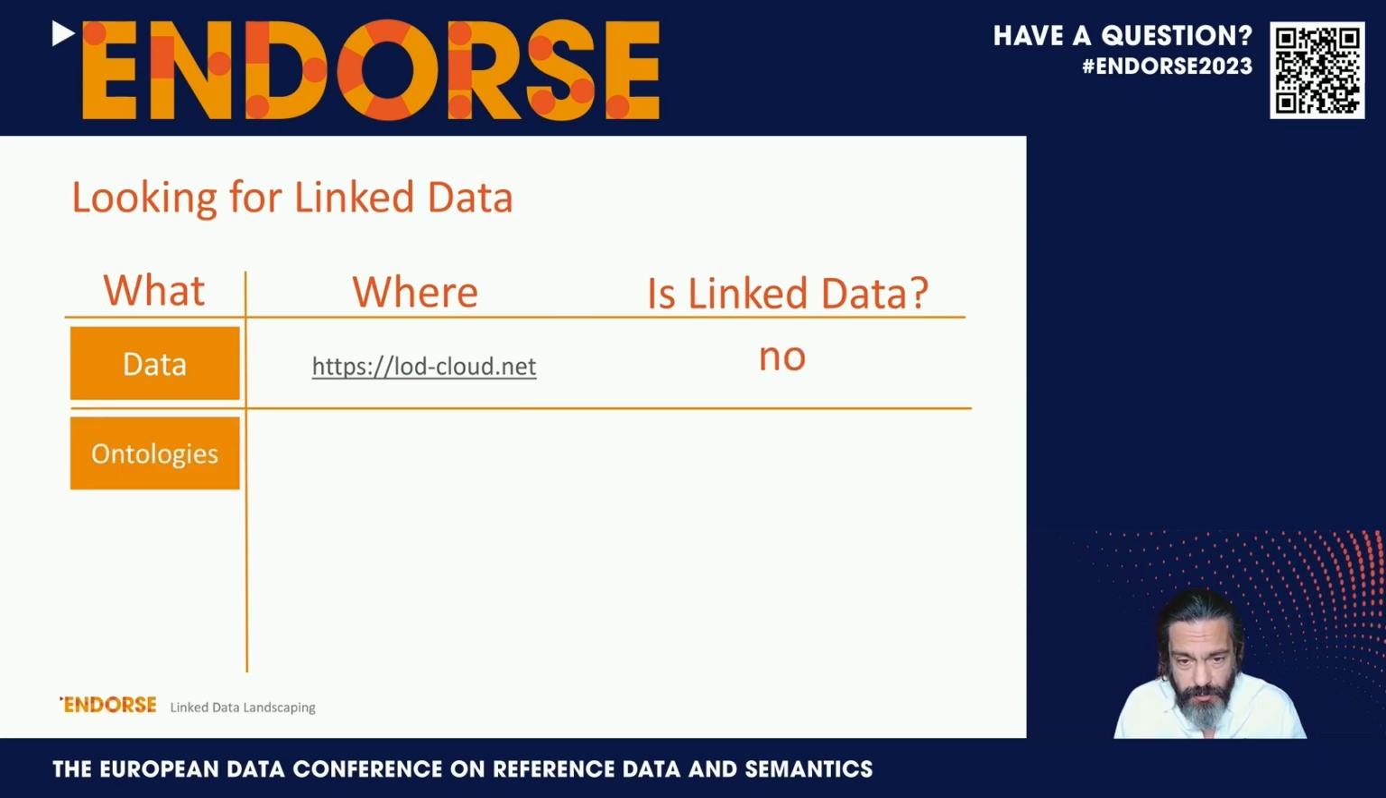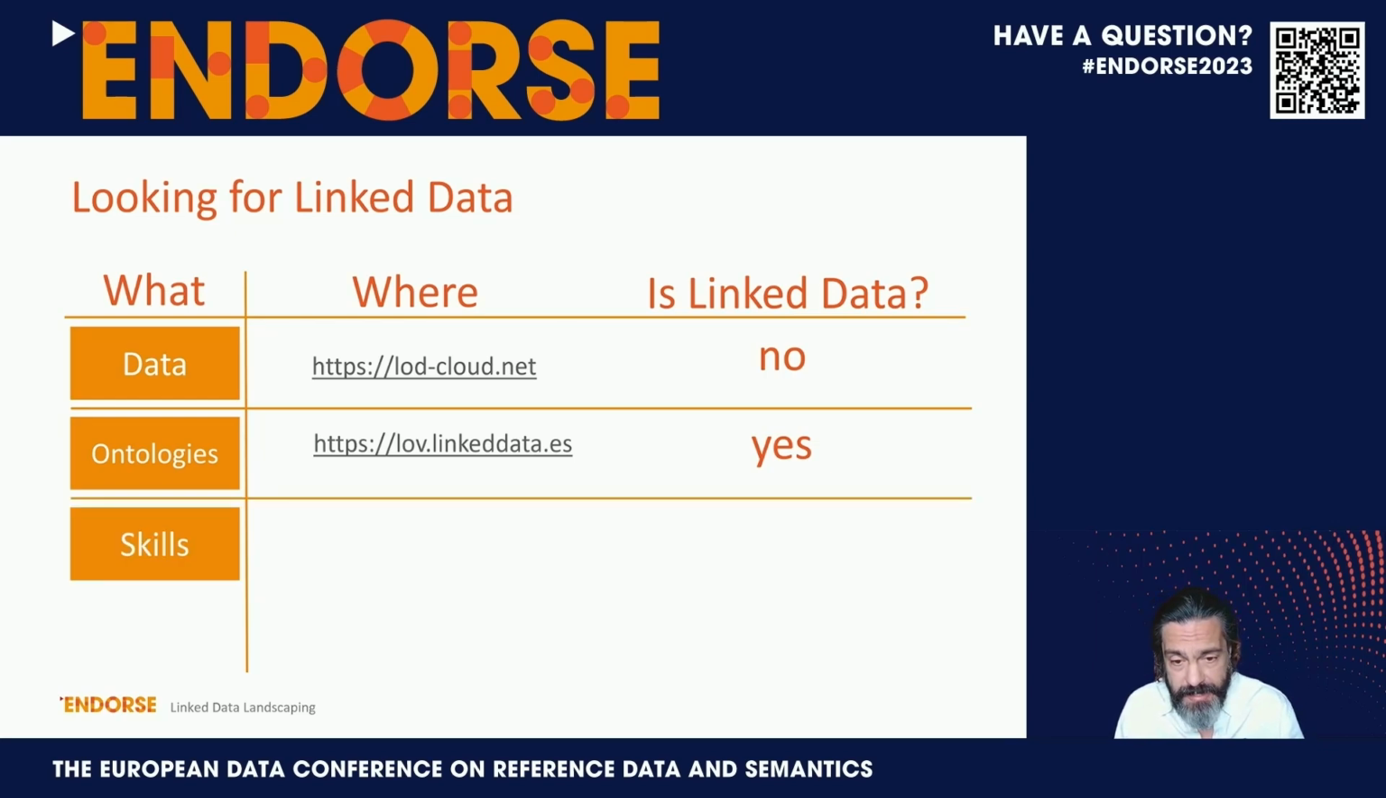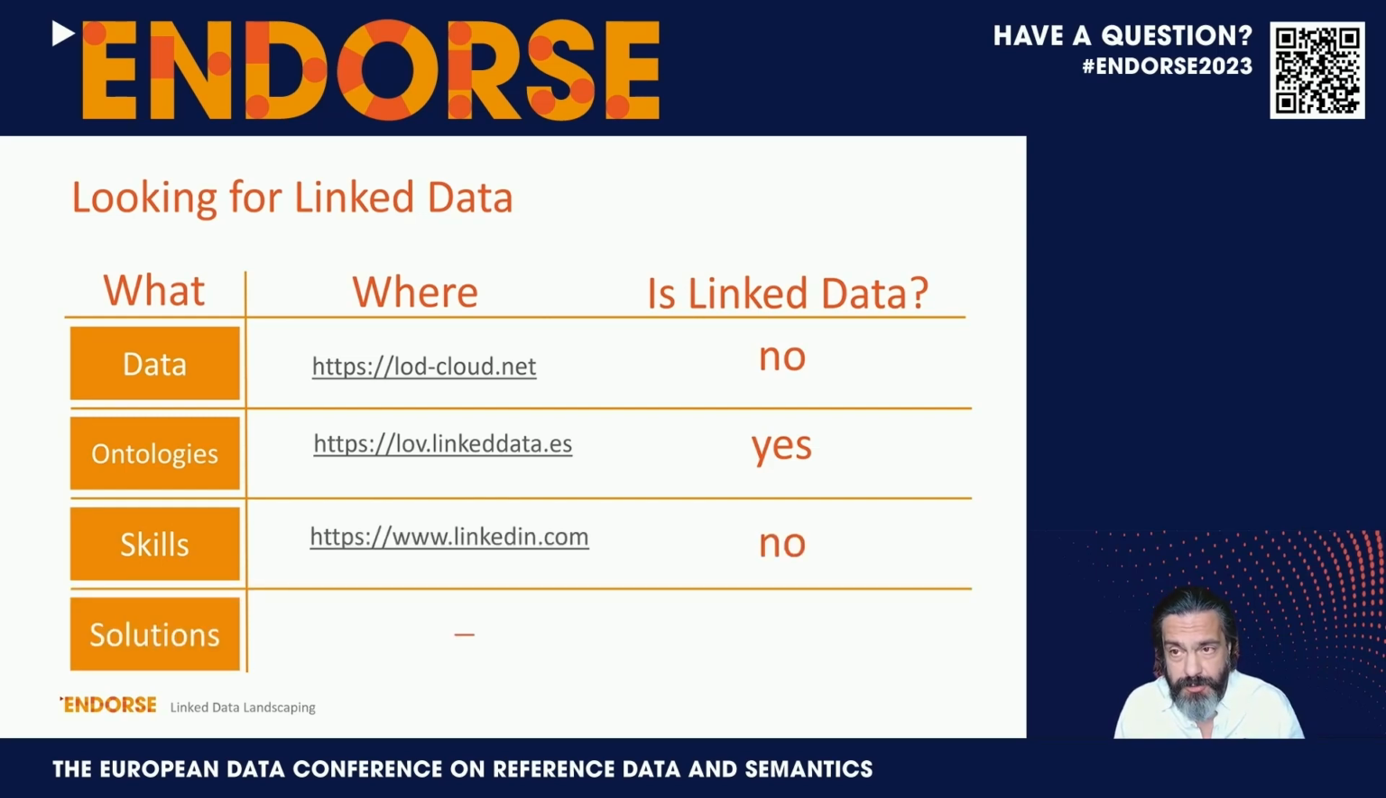When looking for ontologies, the situation is way better. There are a few places, one of them quite popular, and it is itself a linked data publication. When looking for skills, there is nothing available as linked data, but with a lot of effort, something can be found on LinkedIn. And then when it comes to linked data solutions, there the situation is the worst. There is nothing, just simply nothing.